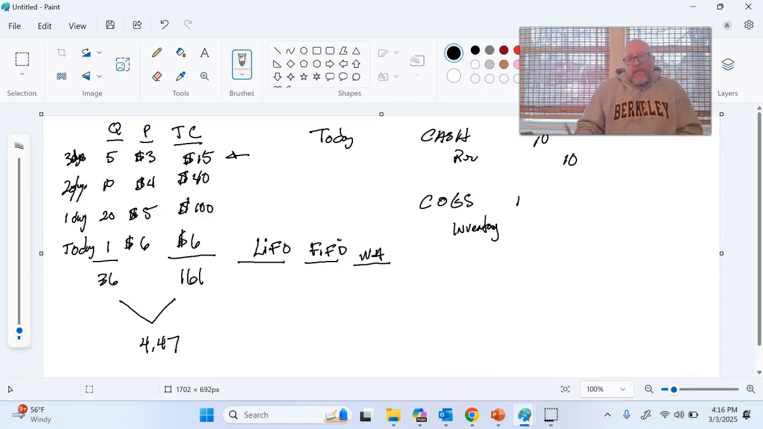And it would make sense that the weighted average was somewhere close to the $5 cost because we purchased 20 of those avocados at $5. That's the heaviest weight. And so the weighted average would be $4.44.